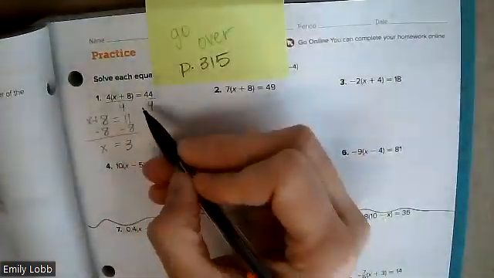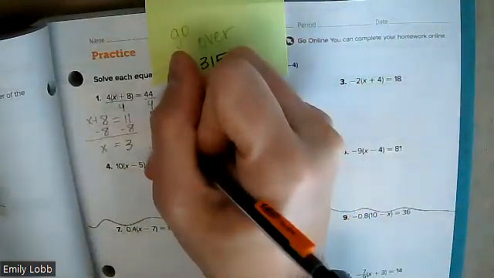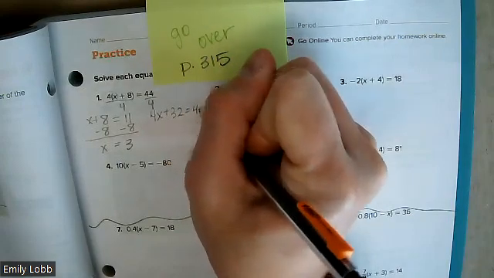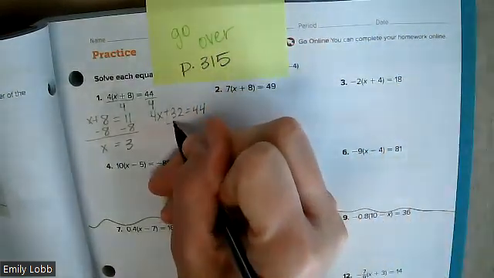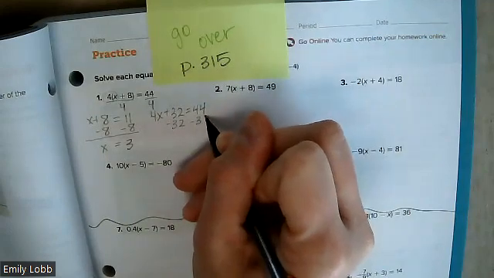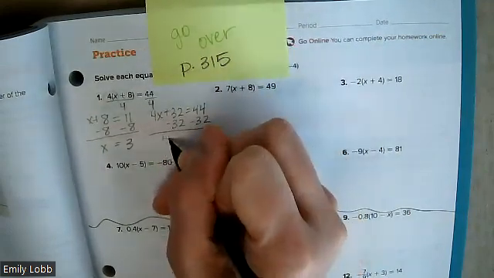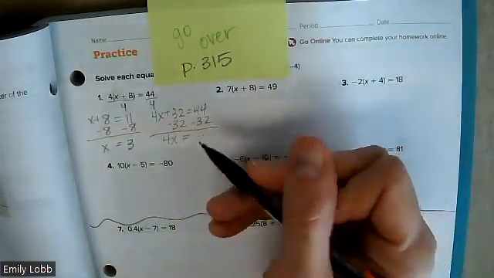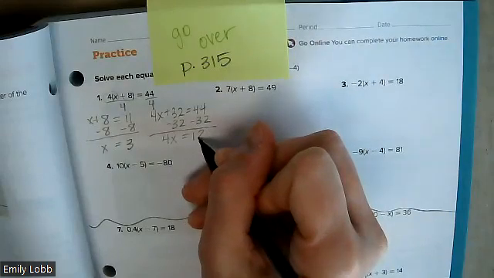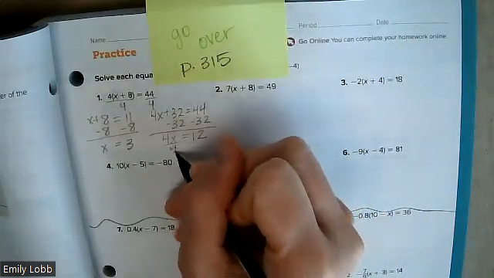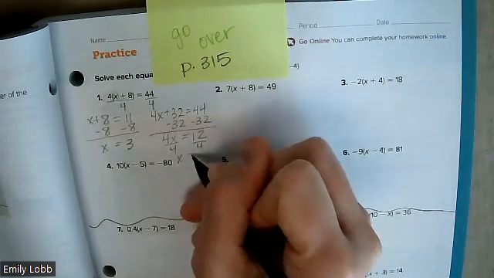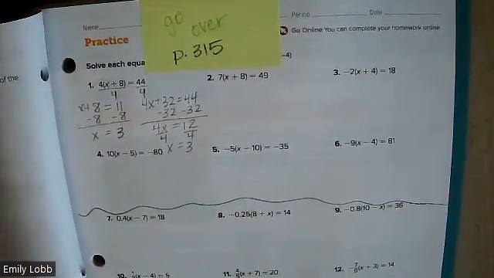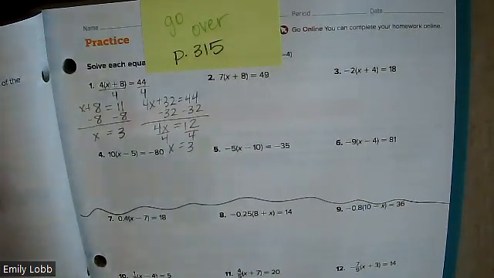Or you may have distributed through. You may have said 4 times x is 4x, 4 times 8 is 32, equals 44. So one of these ways, hopefully you went through so that you could get the answer. So 4x is equal to 12. Divide both sides by 4. Again, x has to be the same in both cases because it's the same equation we're solving for x, right? So x should equal 3 one way or the other.